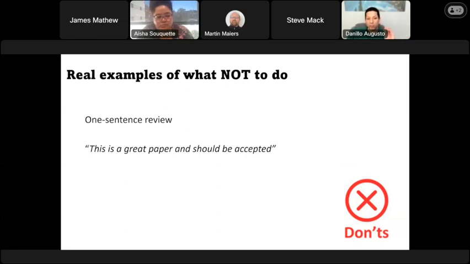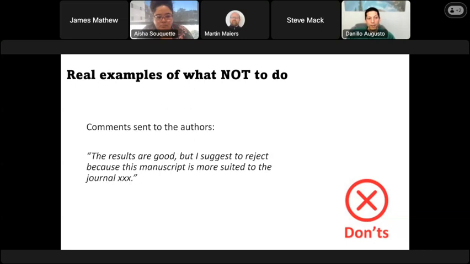And then the editors can actually make a decision. But this itself doesn't provide the editor any support for any decision. Another comment that sometimes, not once, a few times I received was, oh, the results are good, but I suggest you reject because this manuscript is more suited to the journal X. And if the editor already sent you the paper to review, it's because the editors think it's a good fit for the journal, and that's not the kind of review that we're expecting from the reviewer.